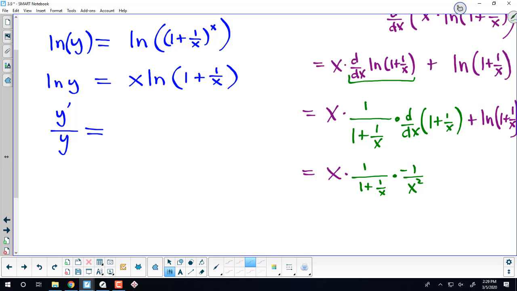So again, what we have in green right there, that product is just the derivative of the natural log of 1 plus 1 over x. Then we have this thing here, plus this thing here. Any questions on what we've done?